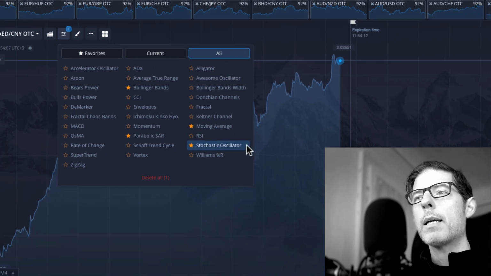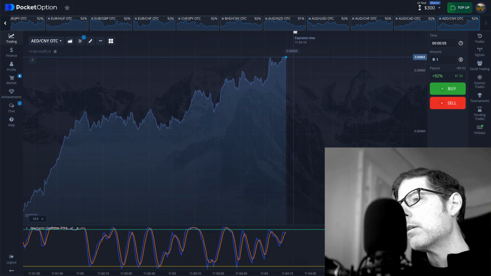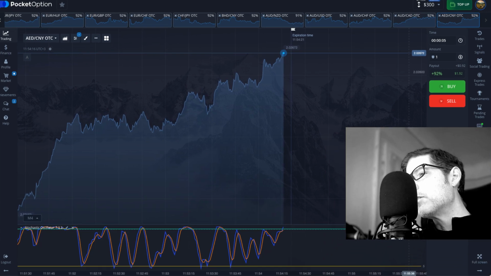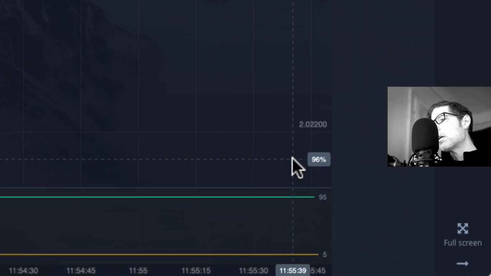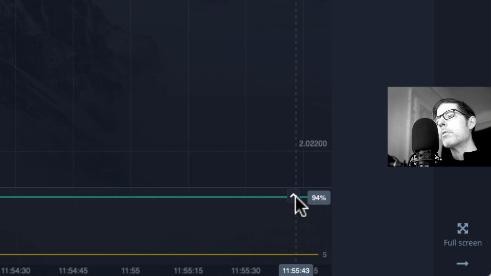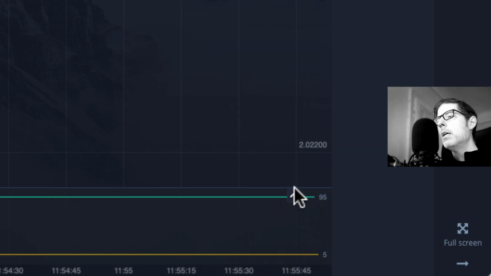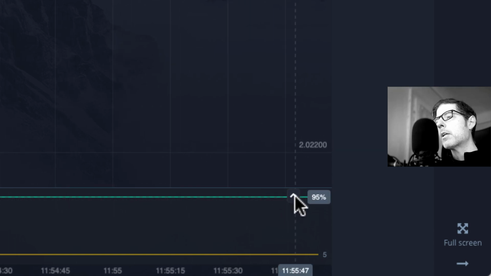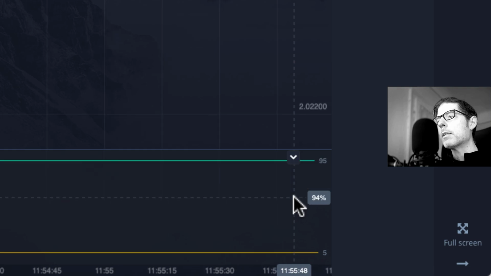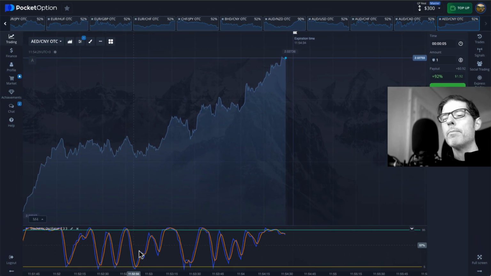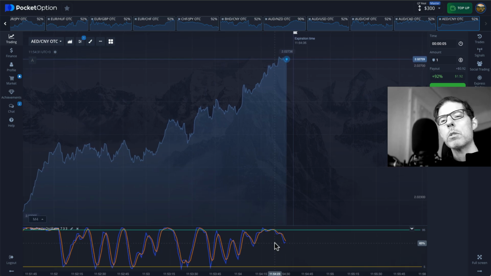Now, once you select that, you're going to have that oscillator appear at the bottom of the chart. Now, you can contract and expand this chart. I would recommend to expand it. If you hover your mouse just over here on the right, just at the top of that indicator, you're going to have a little up arrow right there. Go ahead and click on that, and that'll make that indicator just a little bit larger so it's easier to see.